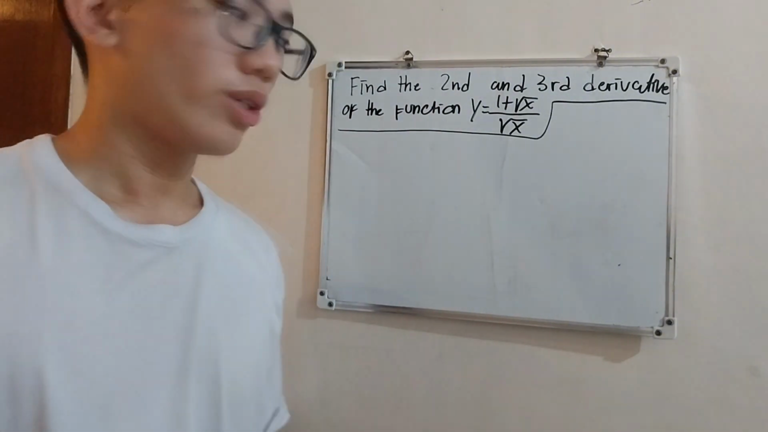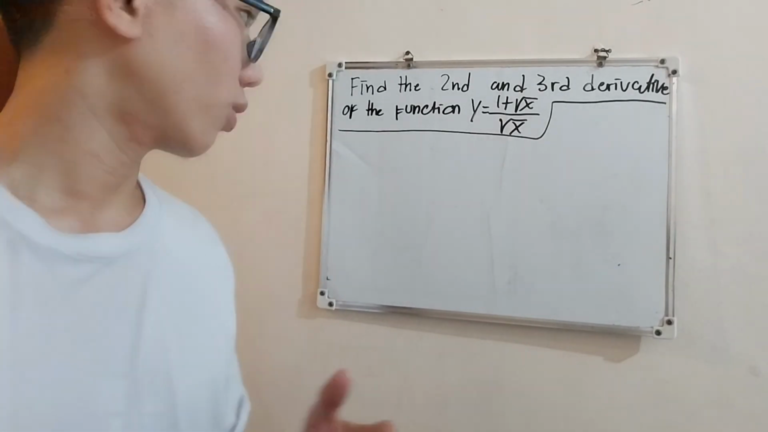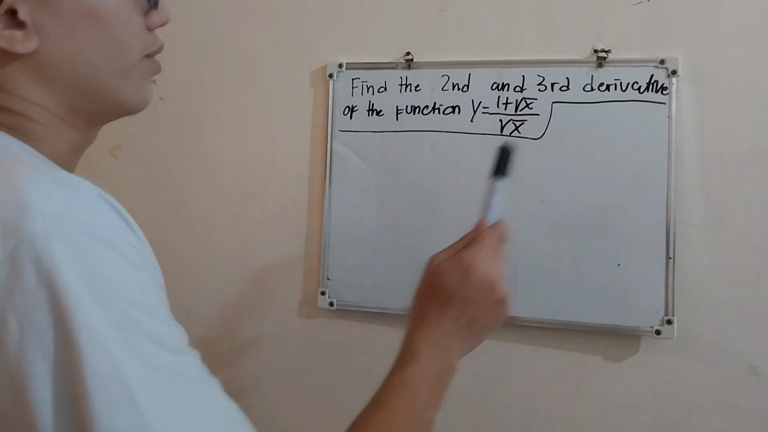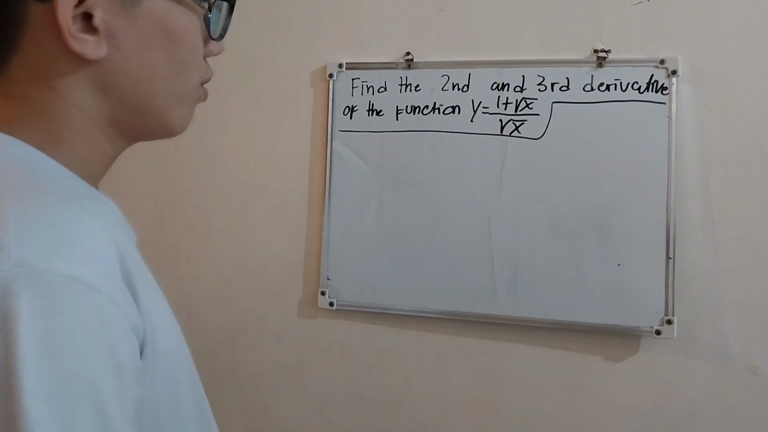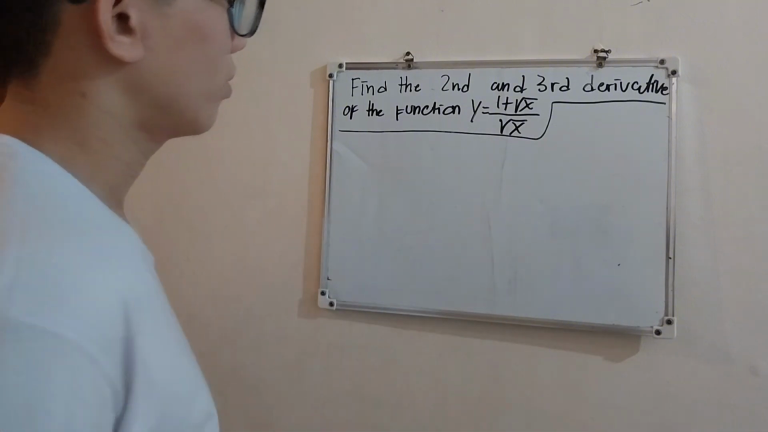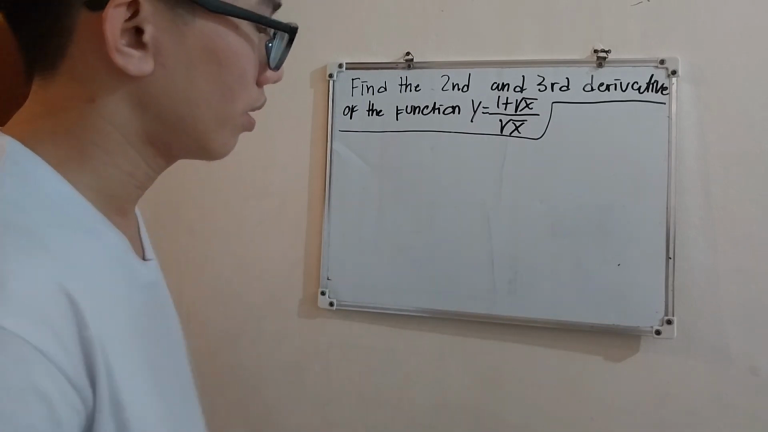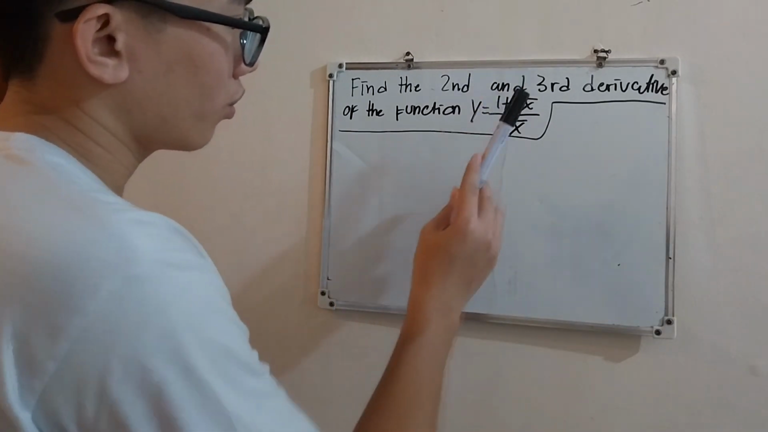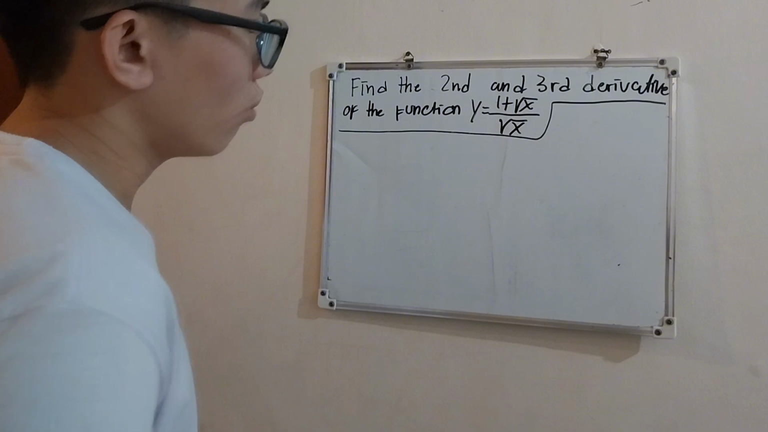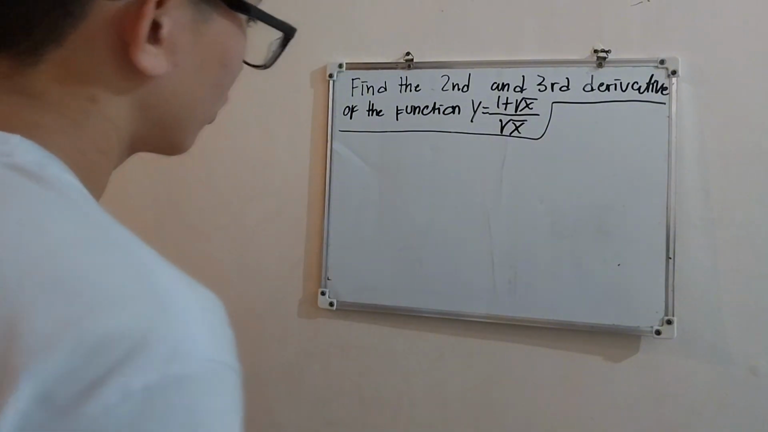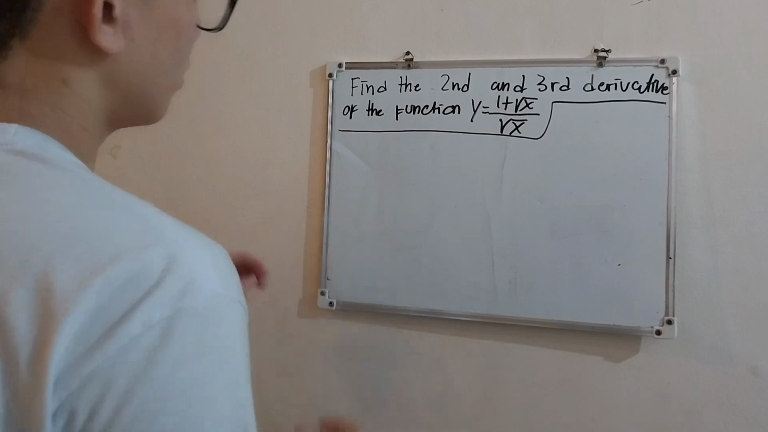Now we're on to our third example, the difficult one, which is find the second and third derivative of the function y, the quantity of 1 plus square root of x over square root of x. So what will you do? What you'll do is differentiate.